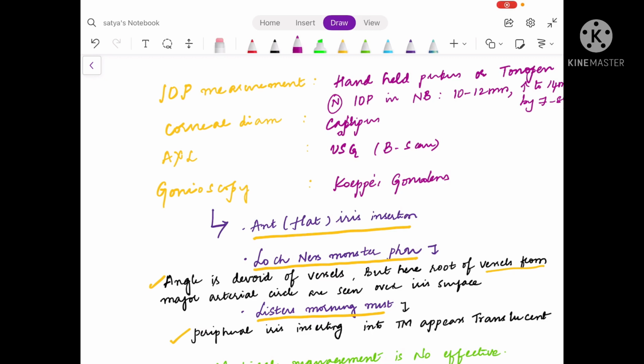Here make a note that there is something called Barkan's membrane, which is a theoretical, thin imperforate membrane covering the AC angle. So it is a theoretical membrane, and visualization of that in gonio has not been definitively confirmed. So remember, there is something called Barkan's membrane, which is a theoretical membrane. Okay.